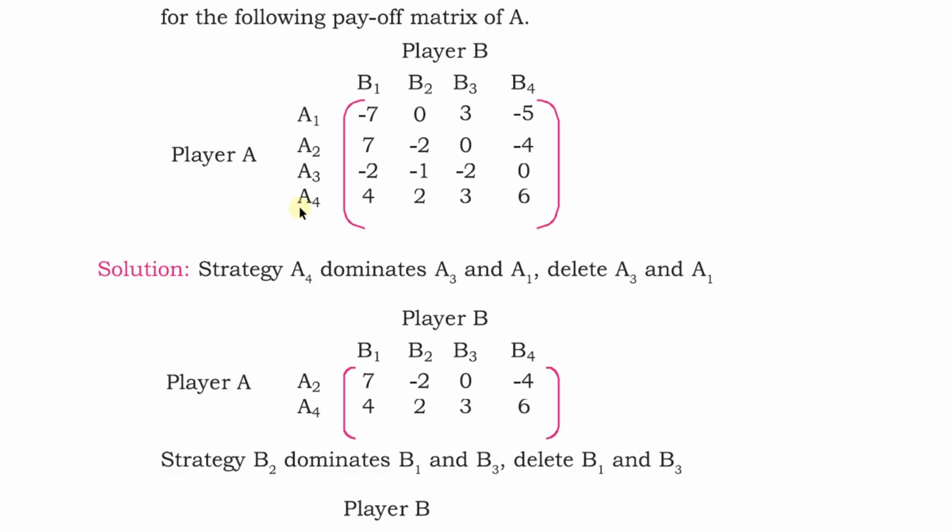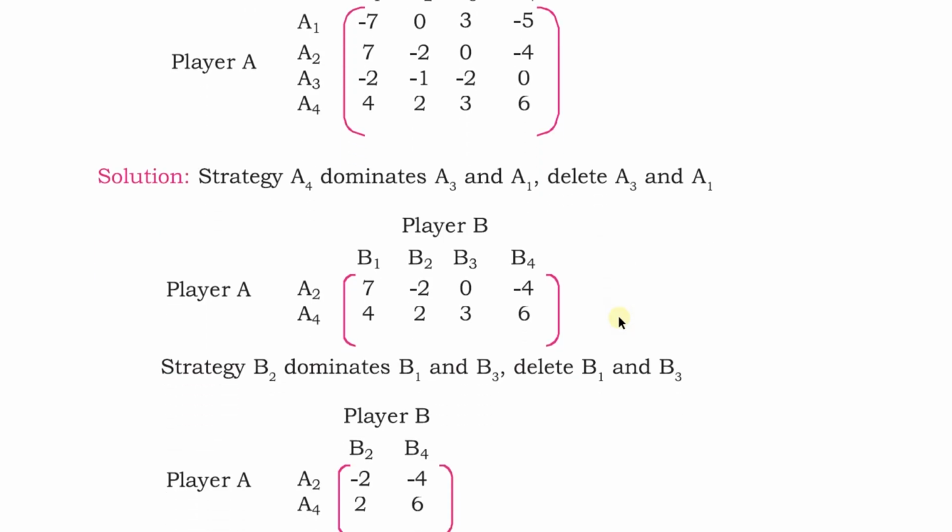dominate A2. Next, compare A4 with A1. 4 is smaller than -7, 2 is smaller than 0, 3 is equal to 3, 6 is smaller than -5. Okay. So therefore the strategy A4 dominates A3 and A1. Therefore we delete A3 and A1 rows. Next, what remains here is A2 and A4, B1, B2, B3 and B4.